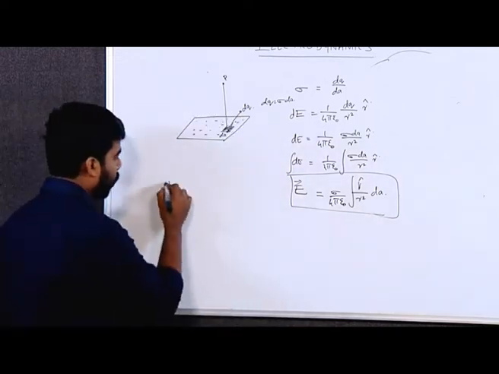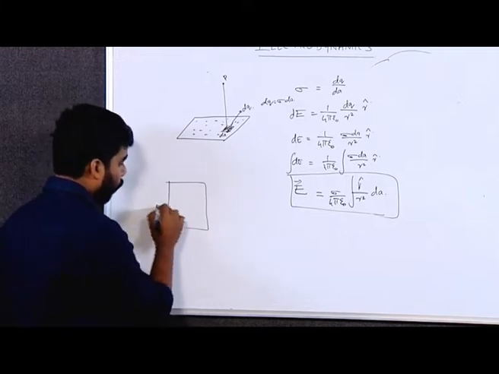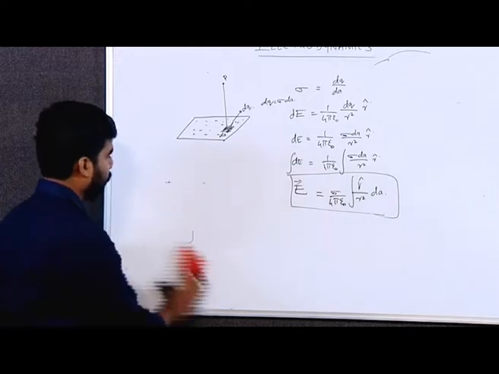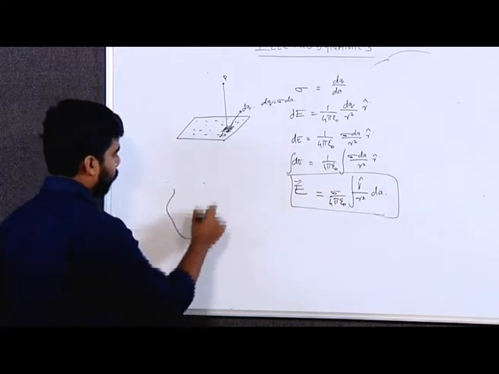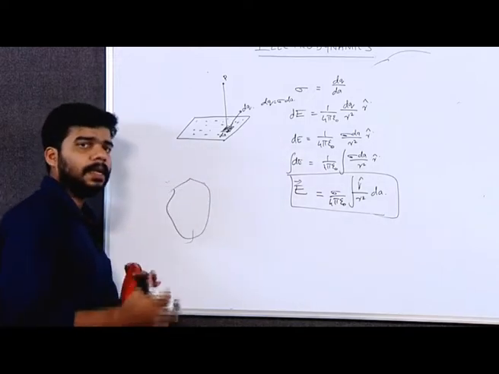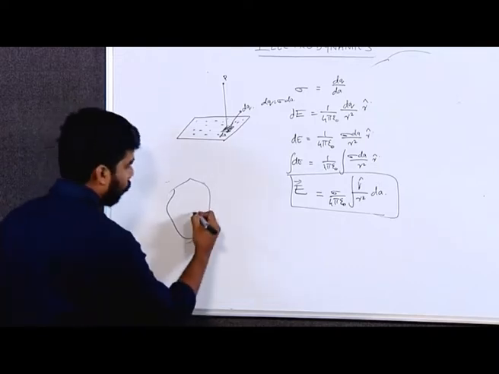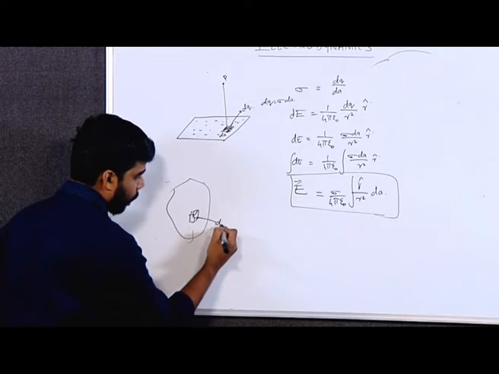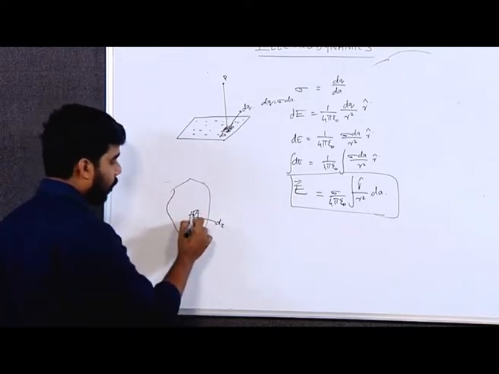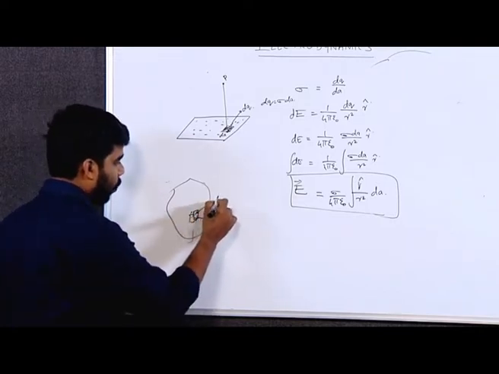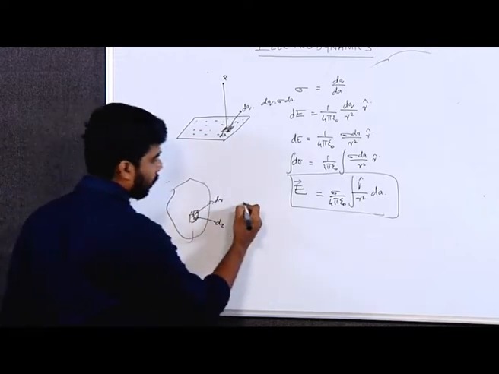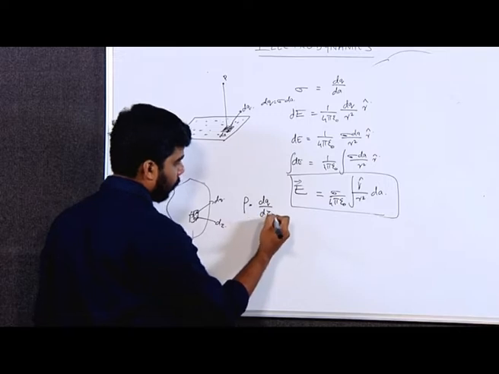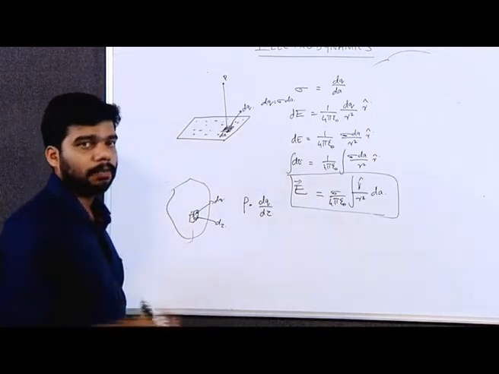Similarly, for a volume charge distribution, consider a volume. It need not be in the shape of a cube. Sometimes consider a volume like this. You can take any three-dimensional object. So consider a volume d tau, and this contains dq amount of charges, so the volume charge density is equal to dq by d tau, where d tau is the small elementary volume.